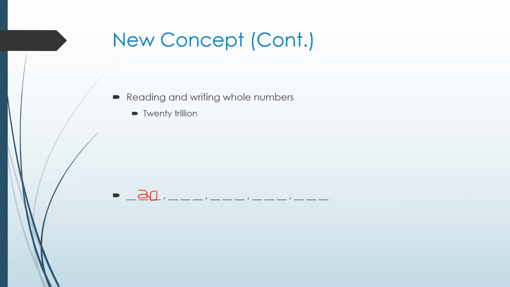Remember I said this is the ones, tens, and hundreds in those little 3-digit pieces. So I want to use the tens place because 20 is in the tens place. Right now I have my 20 in the right spot. Now after that, you need to fill in all the other empty spots to the right with zeros. So I'm going to fill all these in with zeros. And notice there's three digits to the right of every comma. So this is how you would write 20 trillion.